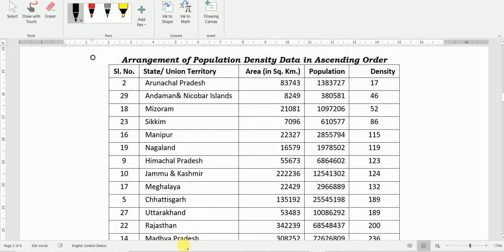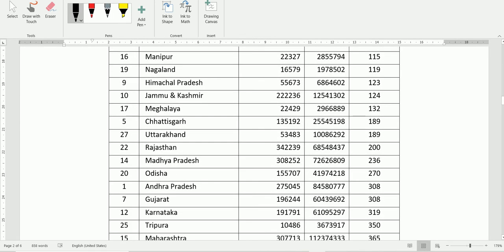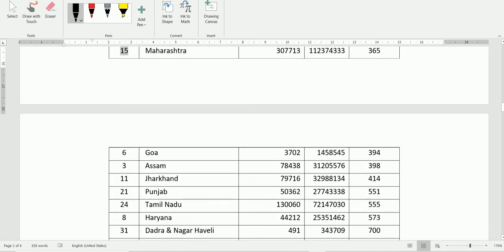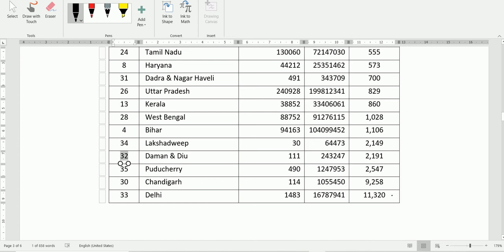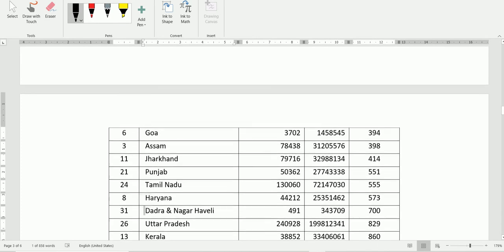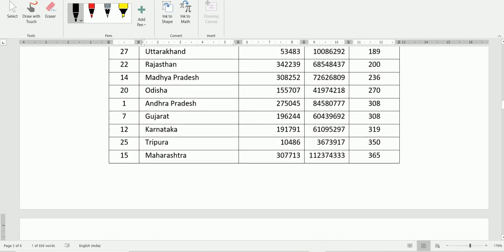Arunachal Pradesh has the lowest density of population. Next, we have Andaman and Nicobar Islands, a union territory, 46 persons per square kilometer. Then we have Mizoram and so on. So it is arranged in this way. And Delhi has 11,320 persons per square kilometer. In this way it is calculated.